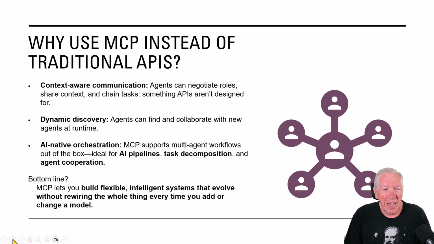And then you can get what's called AI native orchestration, meaning instead of using an AI API that's meant to do this, I can use an agent API that will do something for workflows, multi-agent workflows. I can get these things talking to each other, and it's ideal for things like AI pipelines where I need to assemble something, do some work that's going to be longer, more involved than just a simple query, task decomposition to figure out how to do jobs, how to do things, and agent cooperation. So the bottom line here is that MCP lets you build flexible, intelligent systems that evolve without having to rewire the whole thing every time you add or change a model.